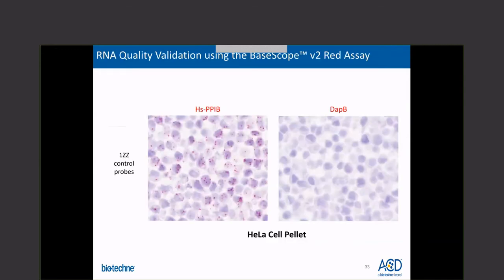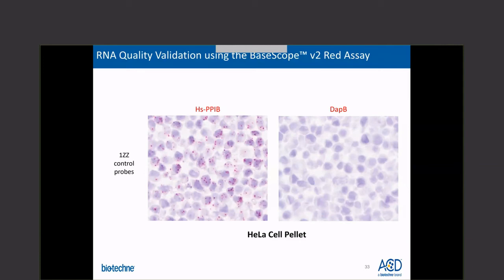This technical control is easily done using a cell pellet control sample tested on 2 slides with a medium copy housekeeping gene PPIB positive control probe and a non-specific bacterial negative control probe. With proper execution of the assay, results will show strong positive control probe staining and clean negative control probe staining.